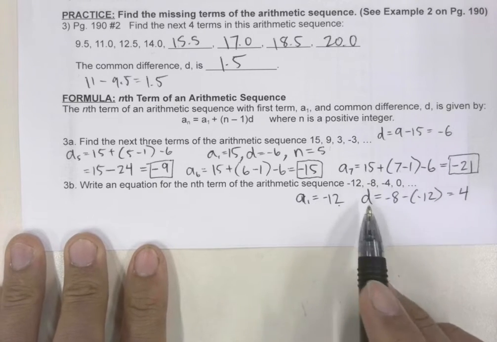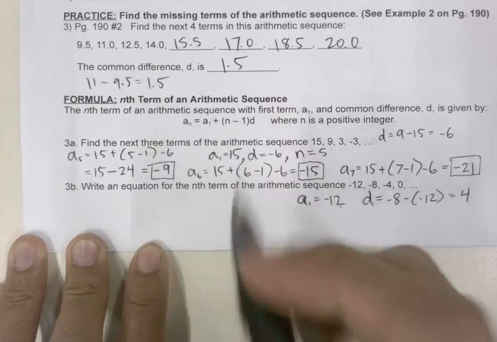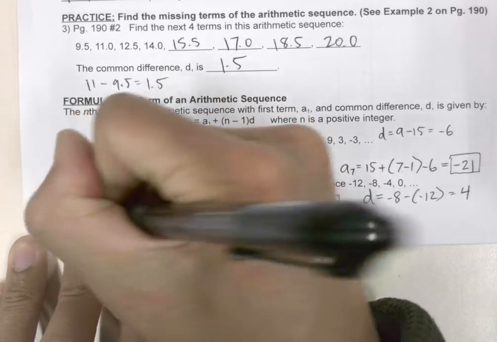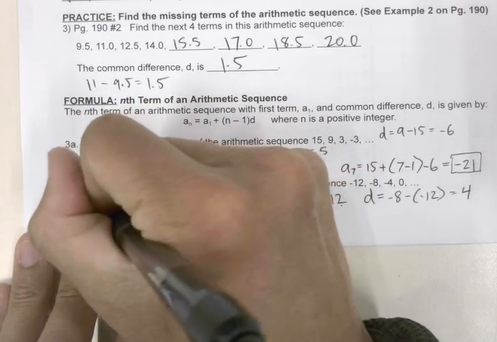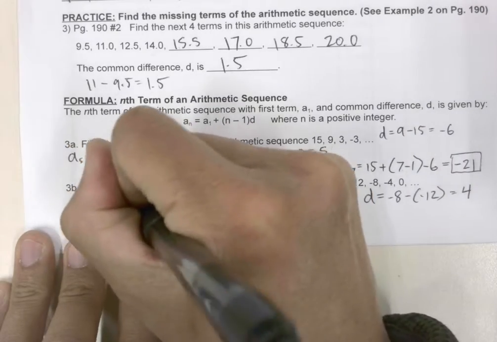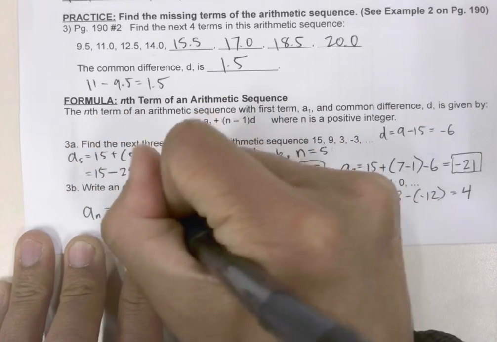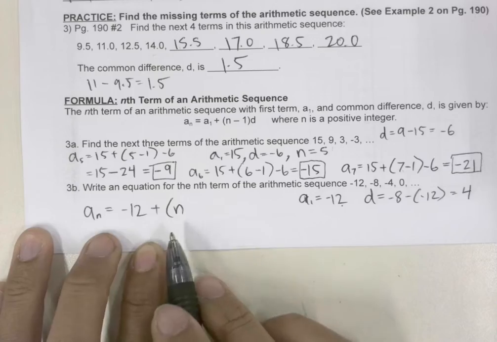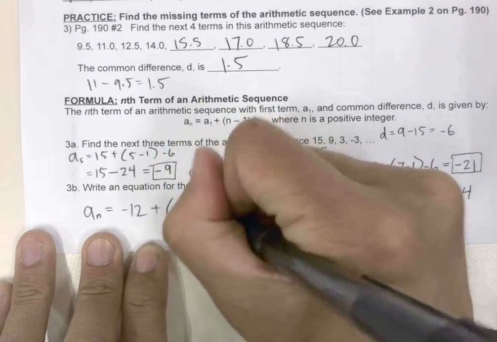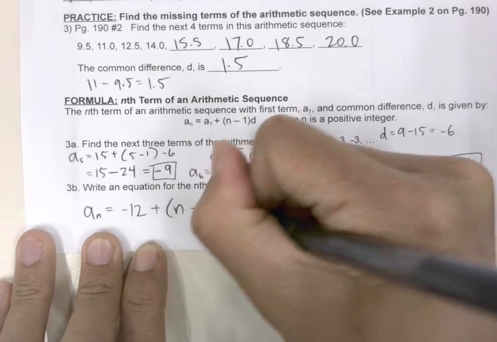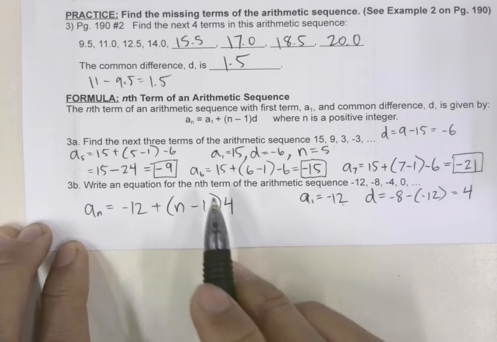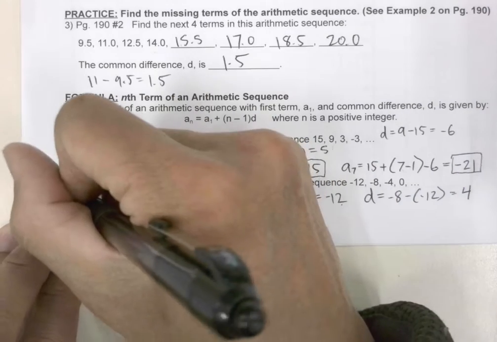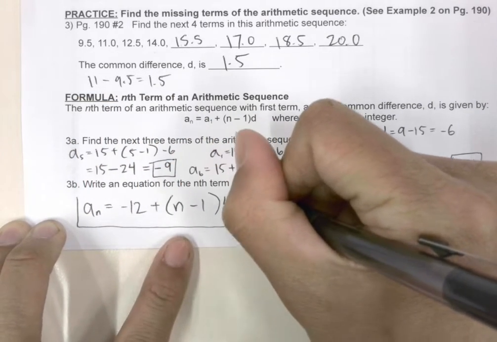So we have a1 and d, so we can plug those into our equation. a sub n is equal to negative 12 plus n, we don't know what it is, minus 1 times d, which is 4. And so this here is our equation to find the nth term of the arithmetic sequence. I can put a box around it.